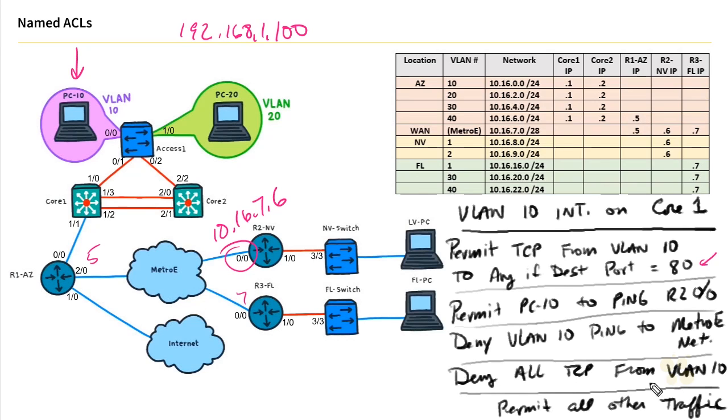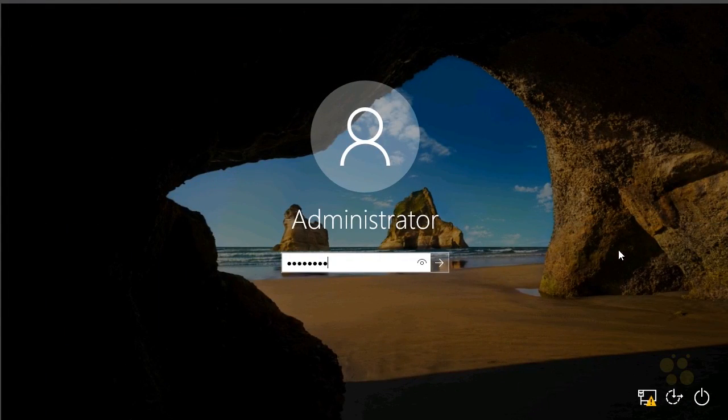And any other type of TCP traffic coming from VLAN 10 should be denied. So this PC should not be able to go to an FTP server at that same IP address. That should be blocked. And then everything that wasn't previously matched in this access control list, which is trying to go in through the VLAN 10 interface on Core 1, should be permitted if it wasn't matched previously. So let's test that. To test this, we'll go to our client machine.